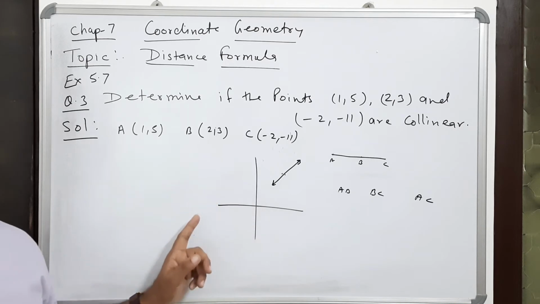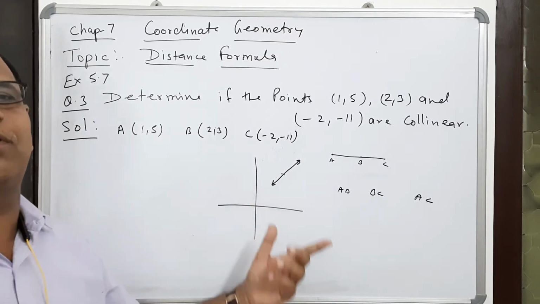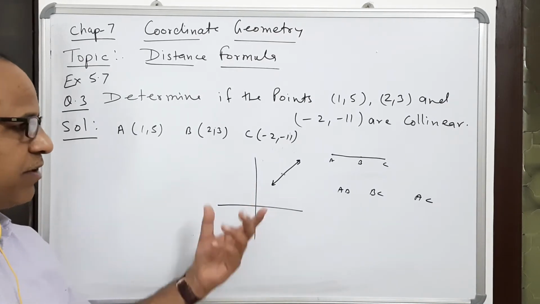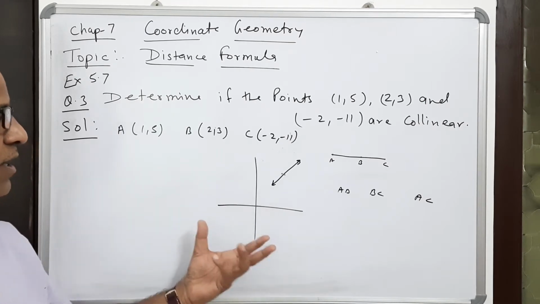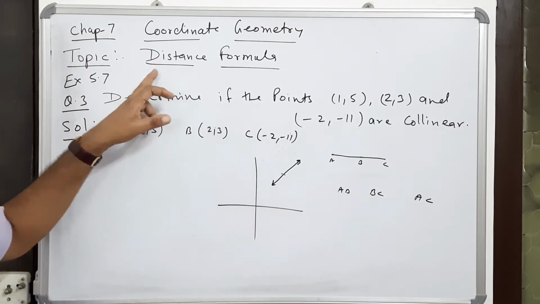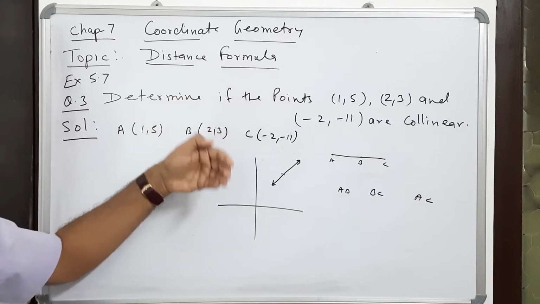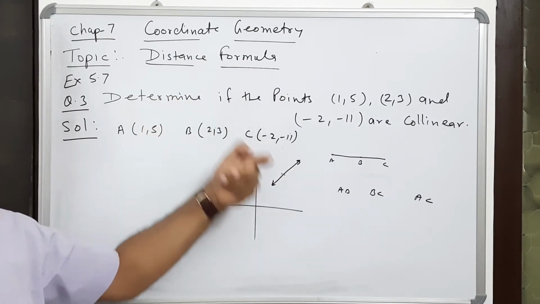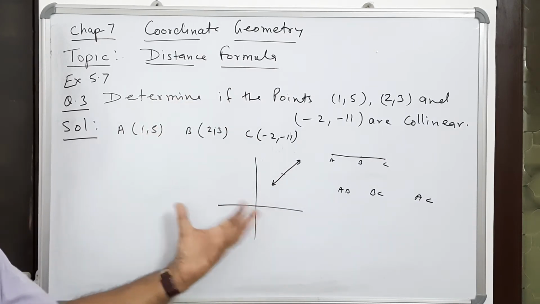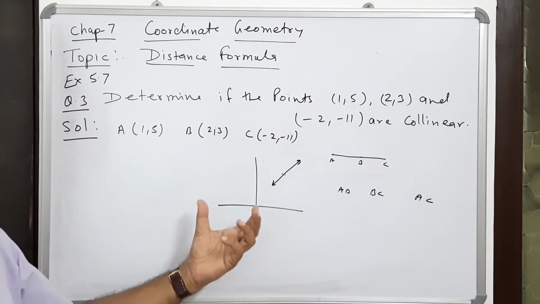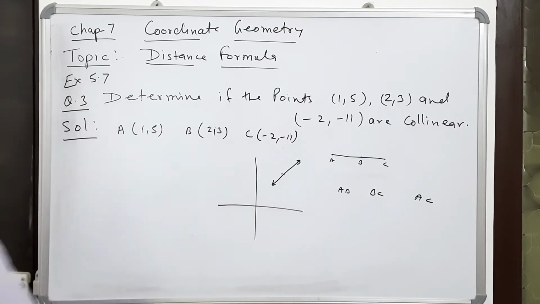But it is not a practical method. Every time we have to check whether 3 points are collinear, we would have to draw the graph. So the important part is how, using the distance formula, it can be proved that these points are collinear. That is the part which I want to explain to you today.